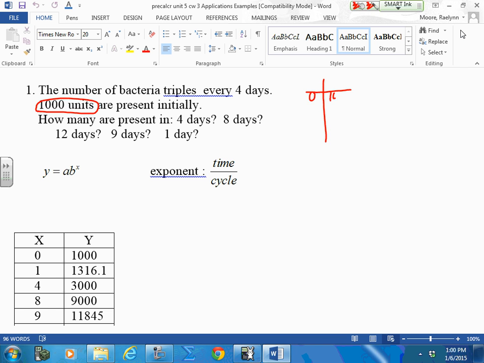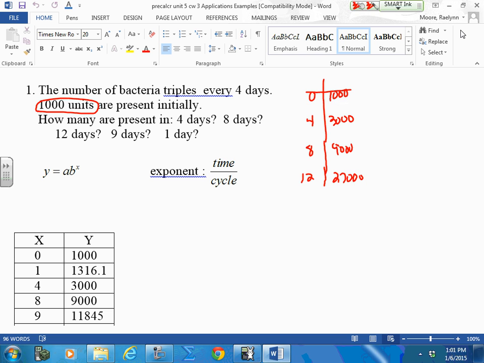Initially, I have 1,000 units. It's going to triple in 4 days. So at 4 days, what should I have? 3,000. Every 4 days. So when's the next time it will triple? 8 days. How many will I have? Good. This is times 3, 9,000. When's the next time I will triple? 12. How many will I have? 27,000.